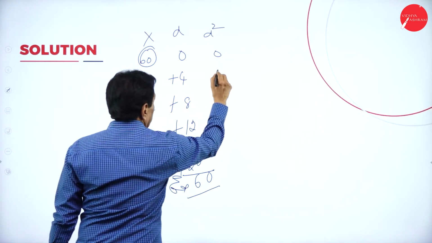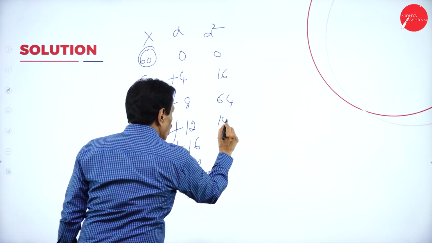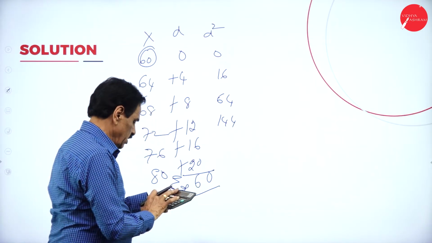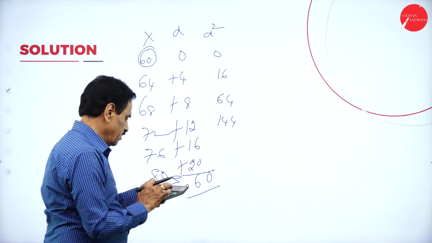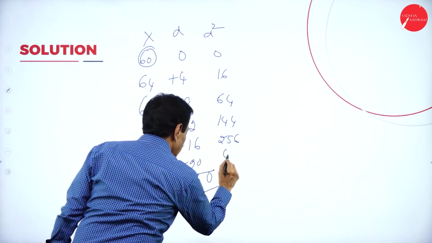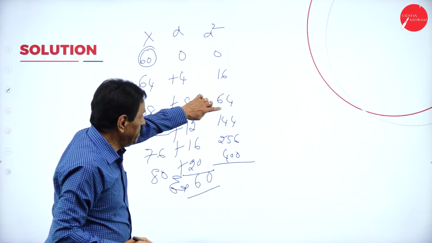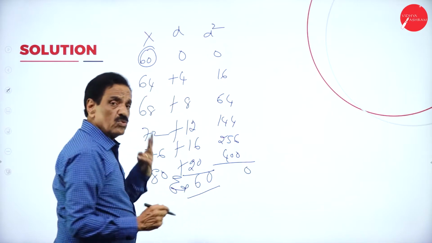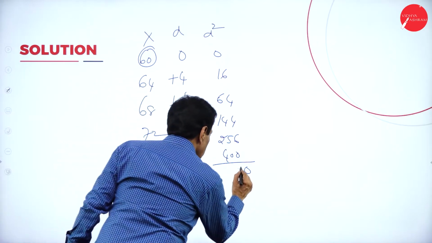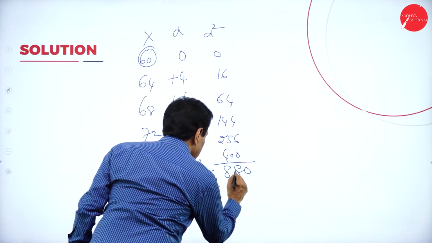Then D square. 0, 4 square is 16, 8 square is 64, 12 square is 144, 16 square is 16 into 16, it will come 256. 20 into 20 will come 400. Add the figure. 6, 4, 10, 14, 20. 2 carrying, 2 plus 1, 3 plus 6, 9, 13, 18. 1 carry, 1 plus 1, 2, 4, 8, 880.